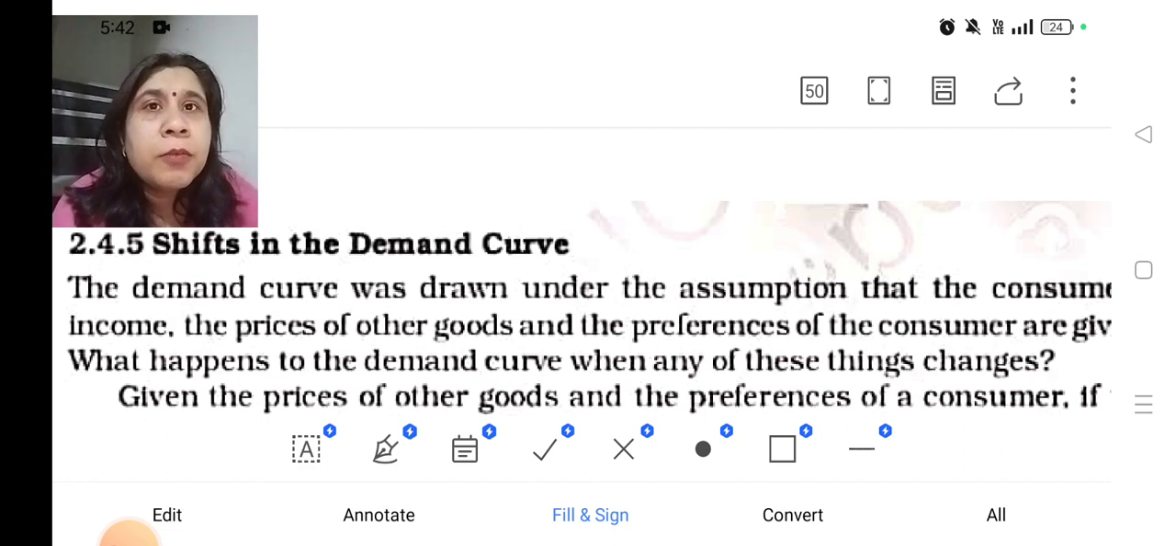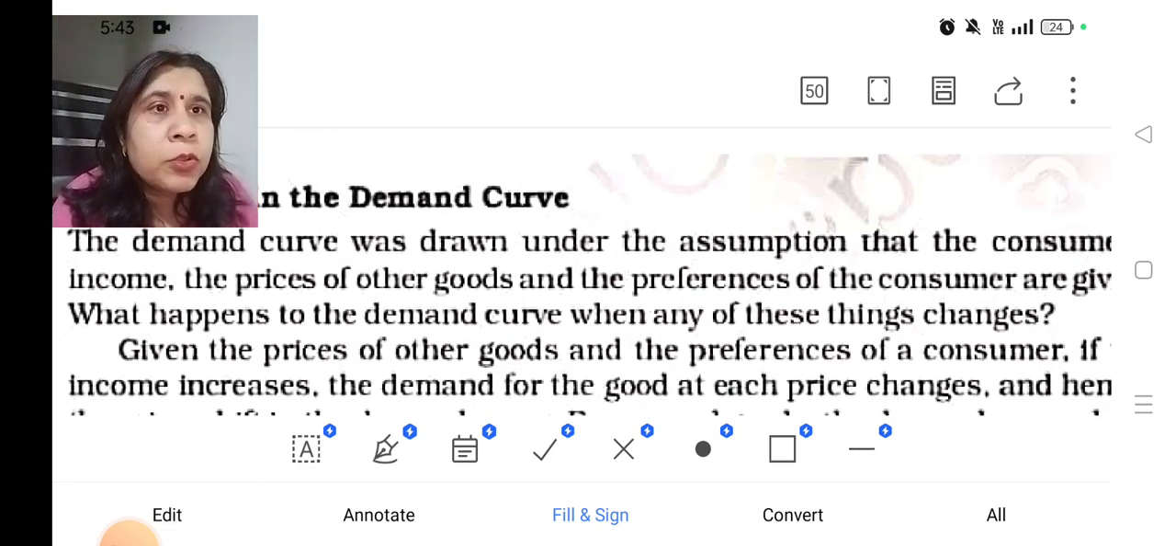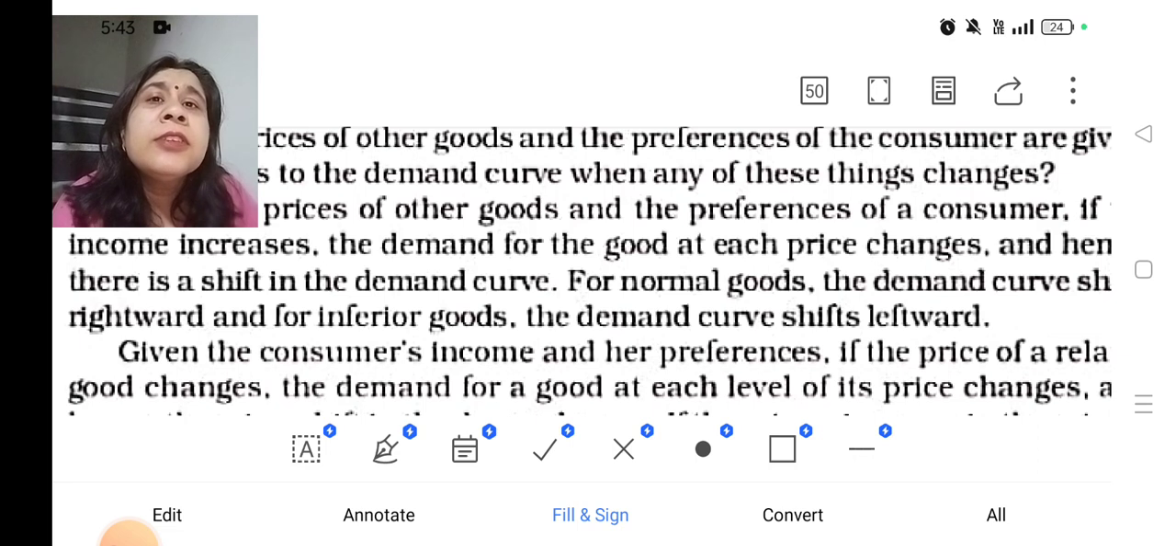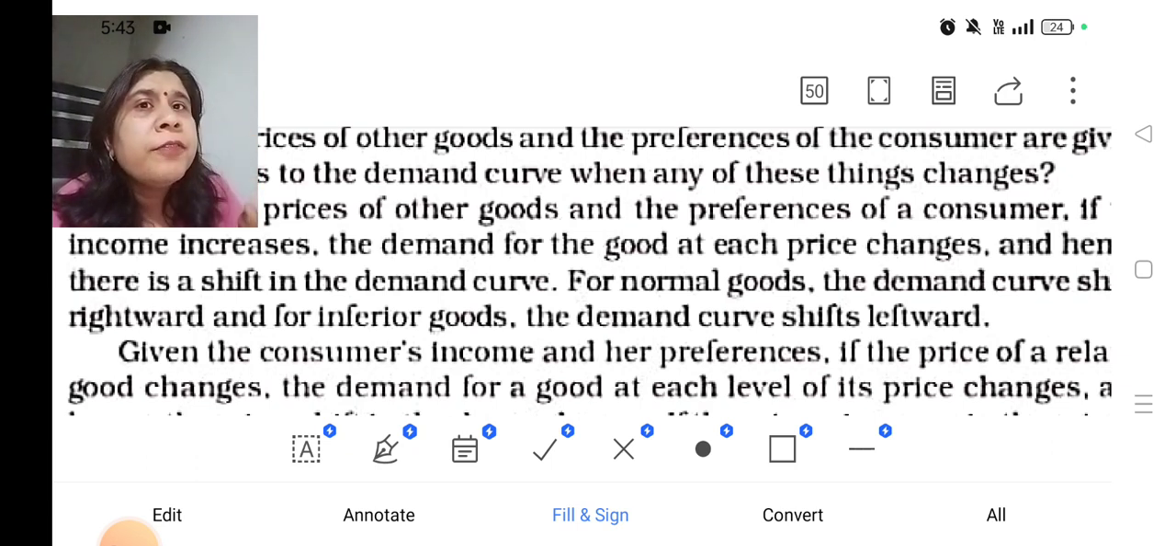Now we will keep the price factor constant and other factors will become active. Given the price of other commodities, that is, price is kept to be constant, and the consumer's preference changes, maybe income increases, demand for the good at each price changes, and then there is a shift in the demand curve. For normal goods, remember, demand curve shifts rightward; for the inferior good, demand curve shifts leftward. Given the consumer's income and the preferences, if the price of related good changes, just see that one by one, if the factor is going on changing.